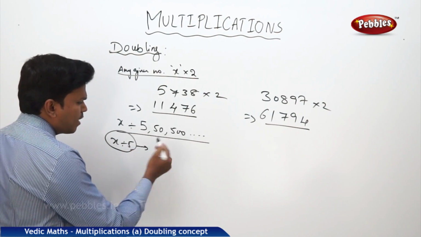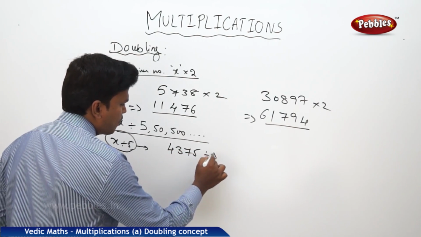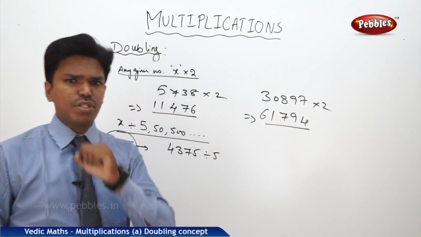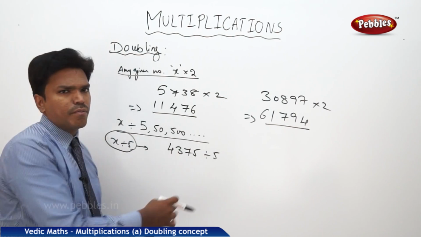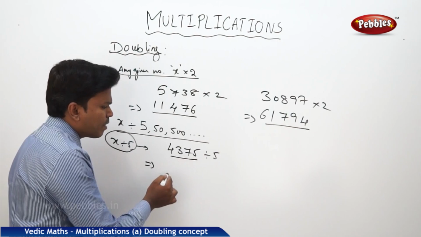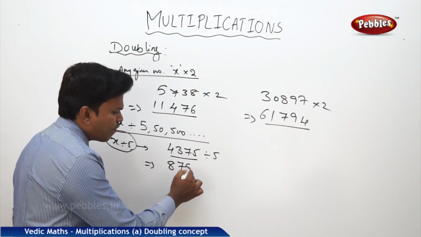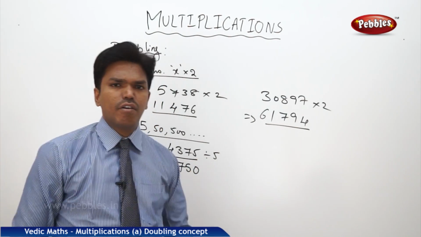Let us take some number like this, 4375 divided by 5. I want to divide a number by 5. Whenever you want to divide a number by 5, simply double the number. How much will you get? Double of this one is how much? 8, 2 4s are 8 but 8, 6 but 7, 4 but 5, 0. So double of 4375 is 8750.